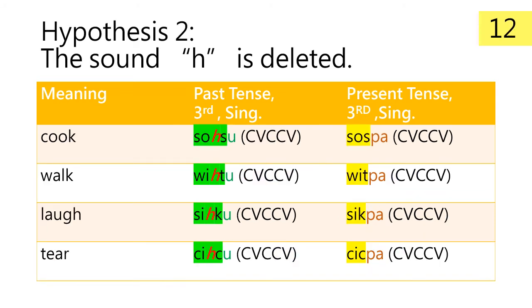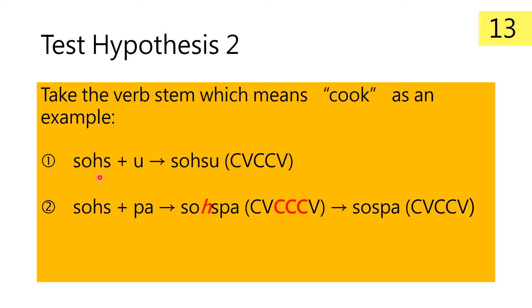The second hypothesis we propose is that the sound H is deleted. In this hypothesis, we assume the form in the first column is the original form. Then to test the hypothesis in the same way, we can respectively attach the two suffixes provided by the data to the original form. Here we also use the word which means cook as an example. If the original form sauce is followed by the suffix u, it becomes a word sauce, whose structure is CVCCV, and this word does exist in the data.